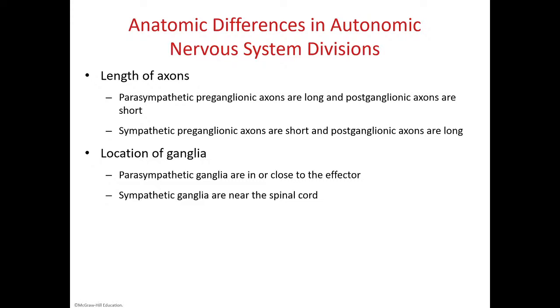So the two systems are going to differ in the length of their axons. Really, maybe a better way to think about it is they're going to differ in the distance to the ganglion, right? And so the parasympathetic system has long preganglionic fibers and short postganglionic fibers. All right. On the other hand, the sympathetic division has short preganglionic fibers and long postganglionic fibers.